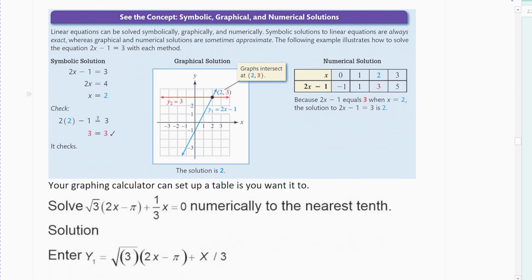You can do it by hand, the algebraic method, which they call symbolic. You could graph them and find where they intersect. And then the numerical solution is to set up a table of values. Your calculator can do this.